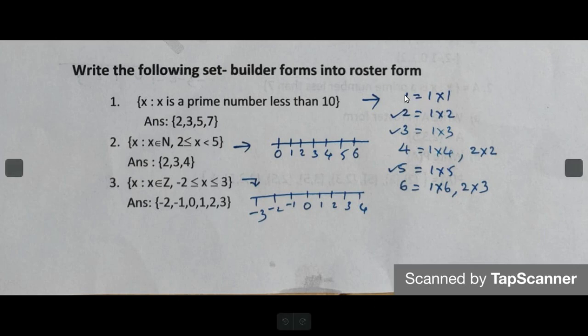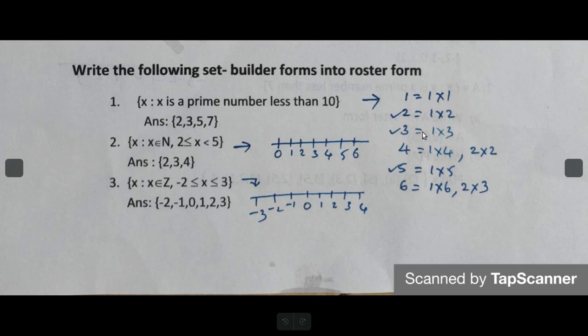See, number 1. How can you split 1? 1 can be expressed as a product of 1 and 1, or 1 into 1 equal to 1. Then what about 2? 1 into 2. So factors of 2 are what? Only 1 and 2. 1 and the same number. Factors of 1 are only 1. Okay, so 1 is the only factor of 1. 1 and the same number are the factors for 2.